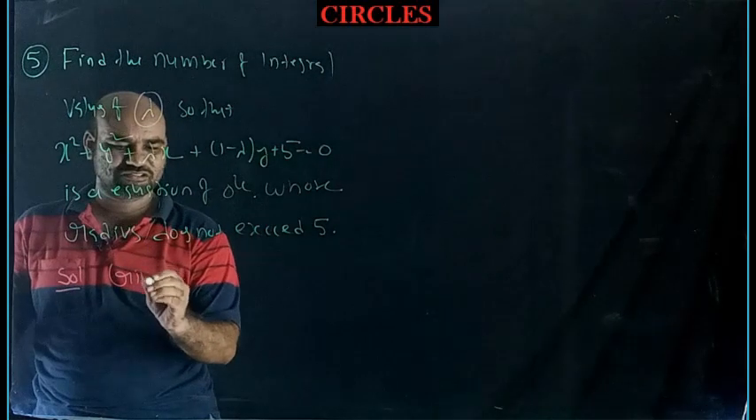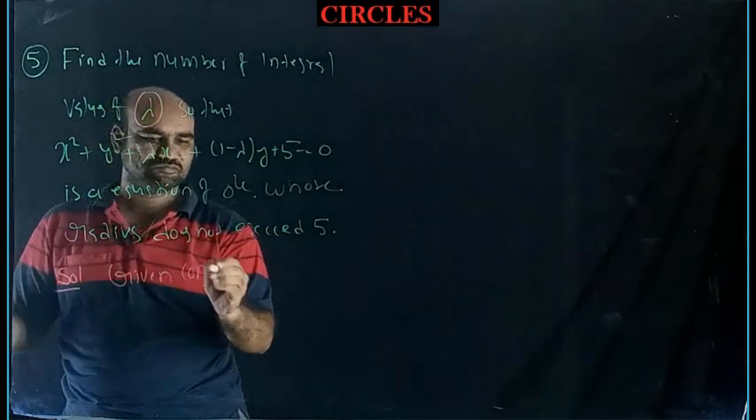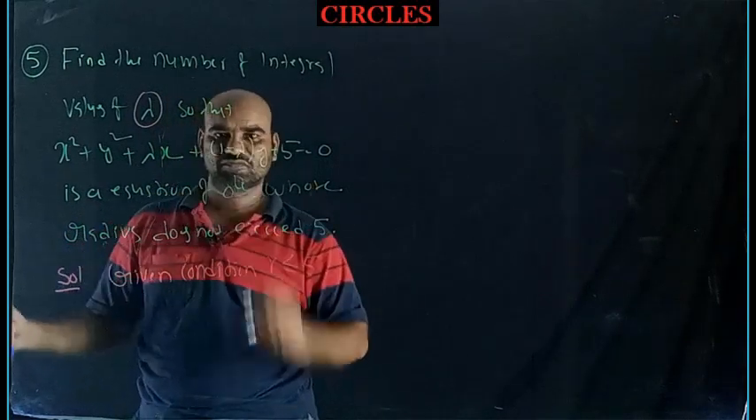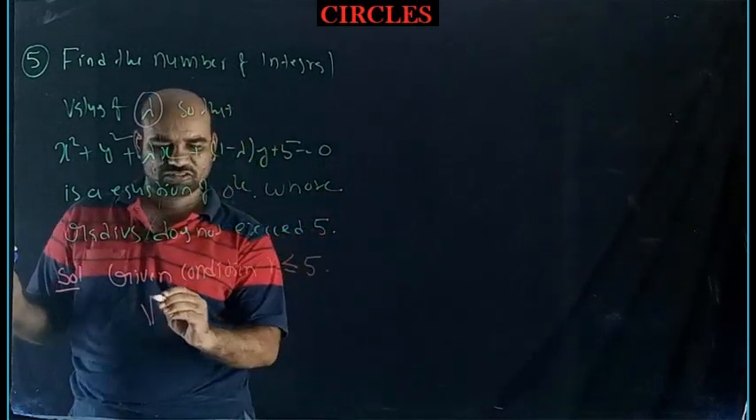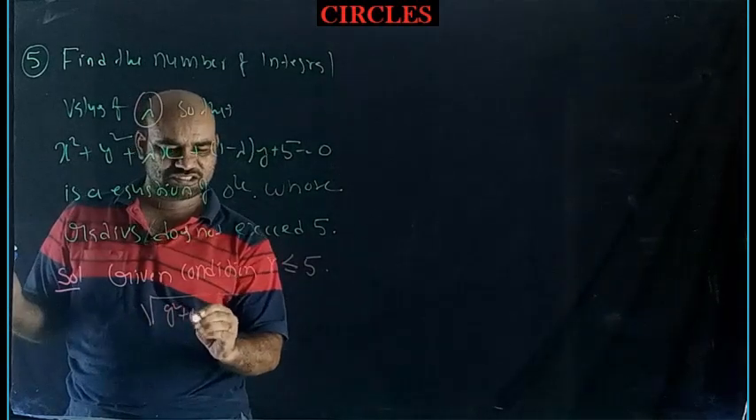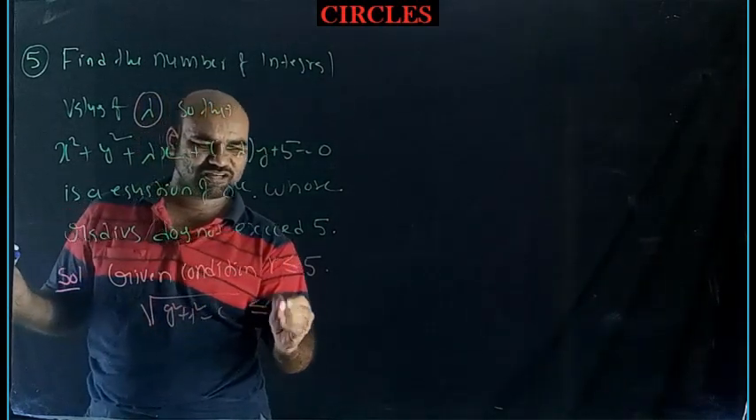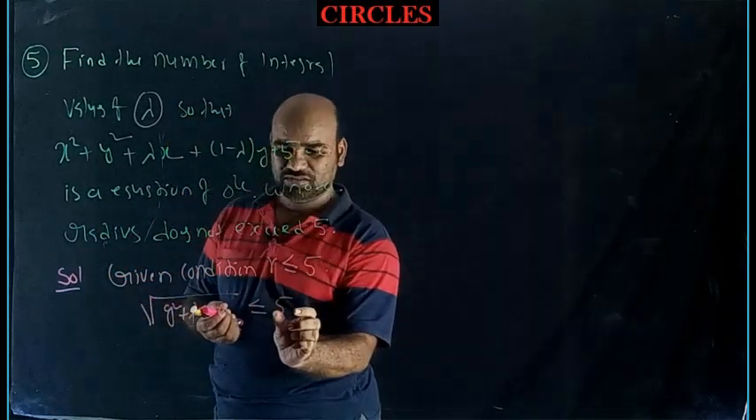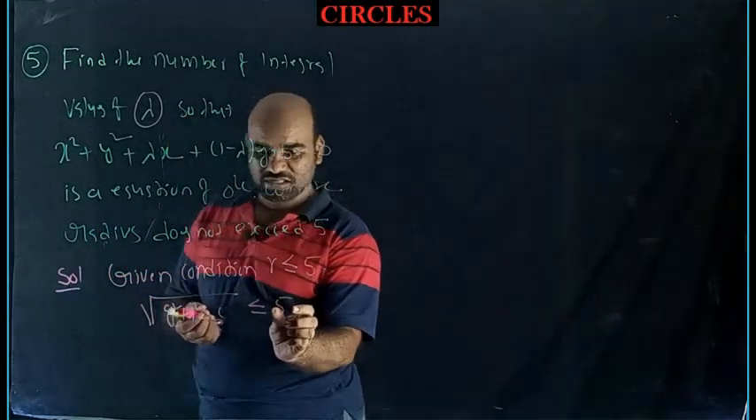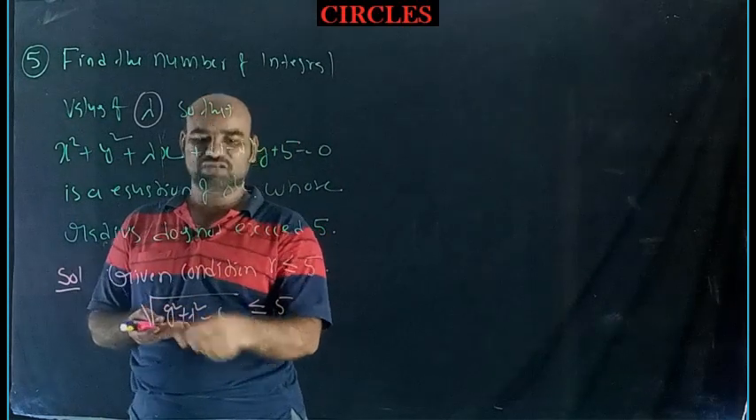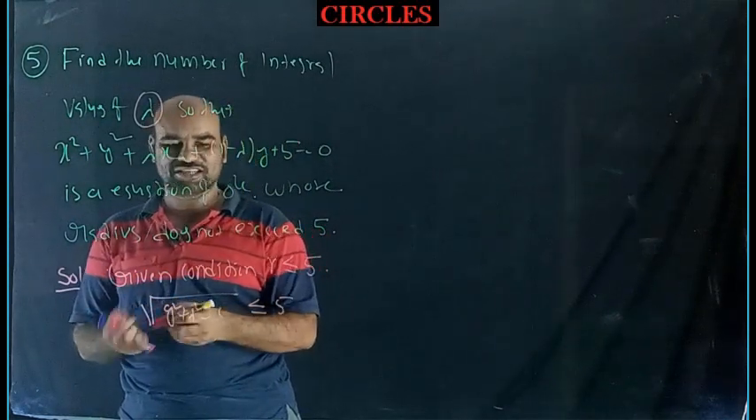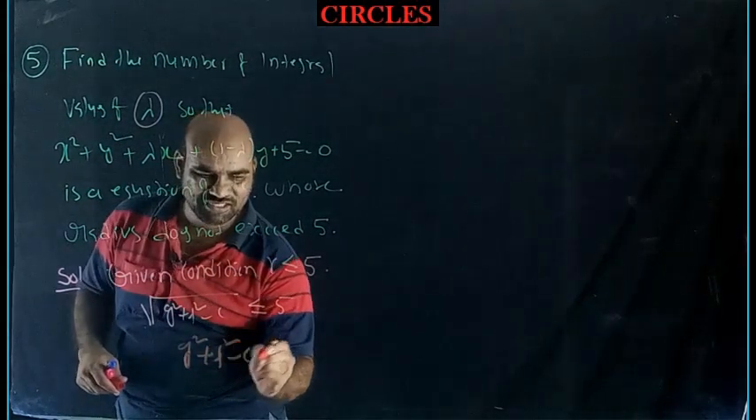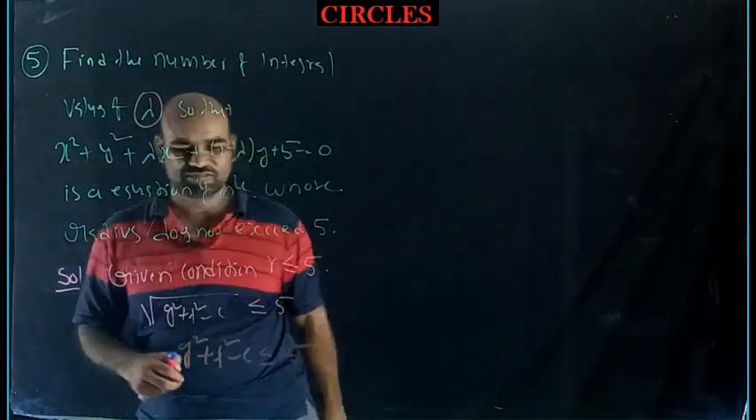Given condition: r lesser than or equal to 5. r means root over g square plus f square minus c lesser than or equal to 5. Already 5 is a positive number, and this is lesser than it, so automatically this is positive. Already the root is there. Squaring on both sides, nothing happens. So g square plus f square minus c lesser than or equal to 25.